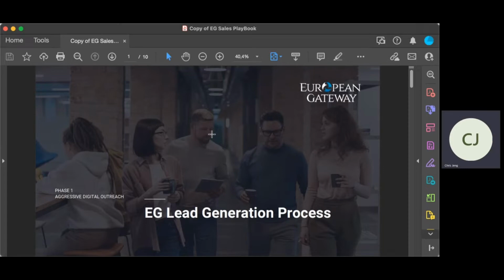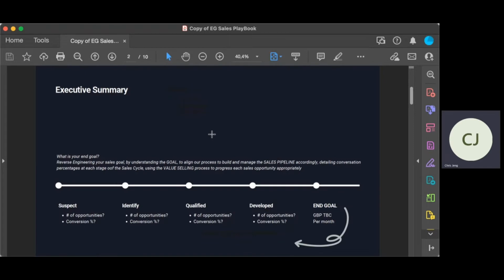So in this session, we're going to talk about European Gateway's lead generation process. Our lead generation process is all about reverse engineering, so working backwards. We want to understand what the sales KPI is that we need to hit in order to be successful, and then we look at how many opportunities we need to generate at each stage of the sales funnel to actually make that happen.